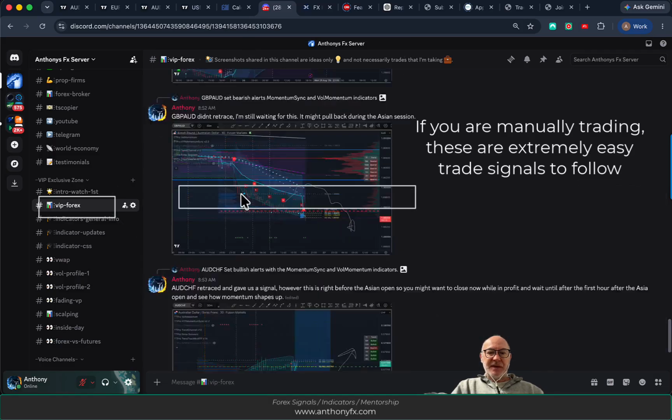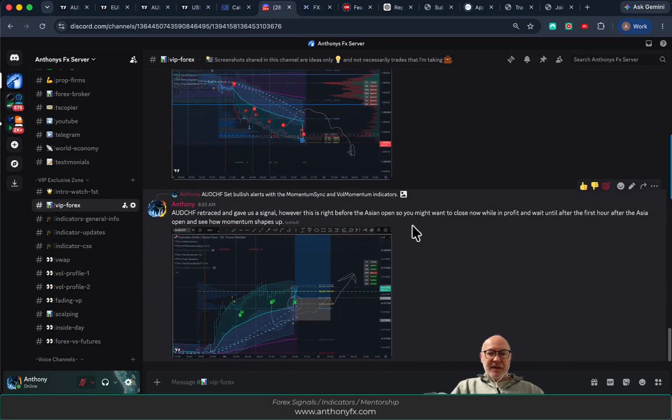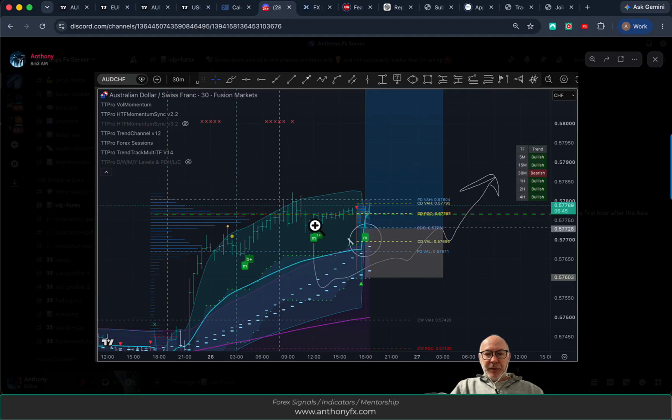Aussie Swiss set a bullish alert, and as it was, it pulled back. We had an alert back here, but it pulled back down in here and gave us this. This is very late into the New York session, so you might want to close this trade and see how it shapes up during the Asian session.